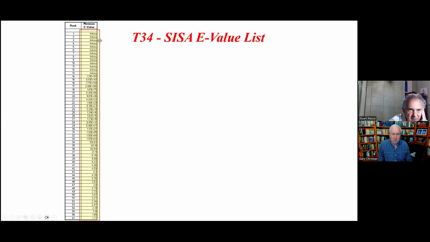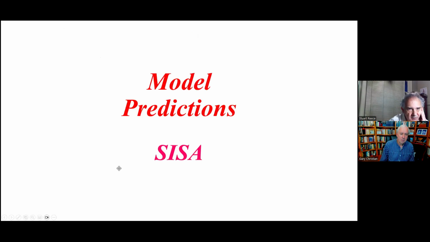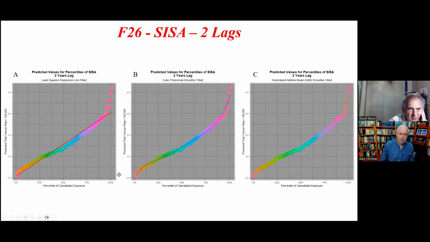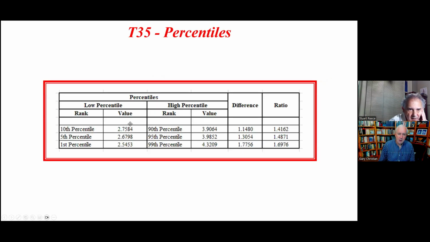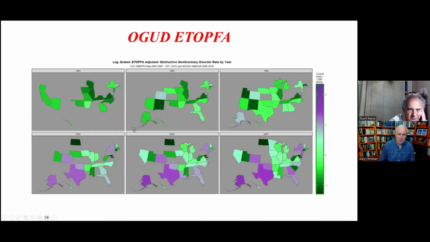This is the E-value list from this SISA group. And as you can see, this is very high. So back to causality. 57 E-values there above the 1.25 threshold. And then from that, we can construct models. That's a linear model, a cubic polynomial model, and a generalized additive model, which fits the curve like that. And we can show that the effect at the higher end is a lot more than the effect at the lower end. That's what that shows.